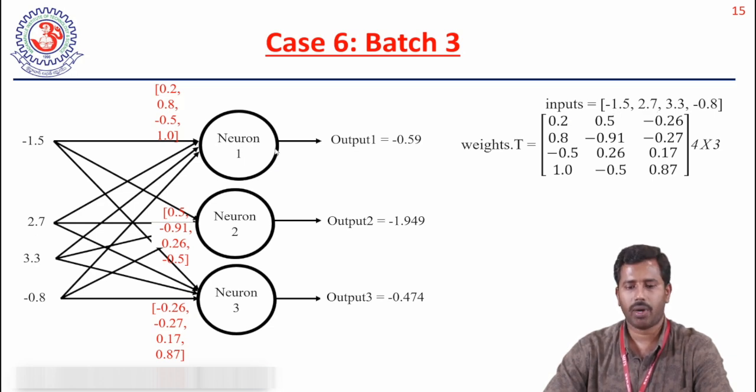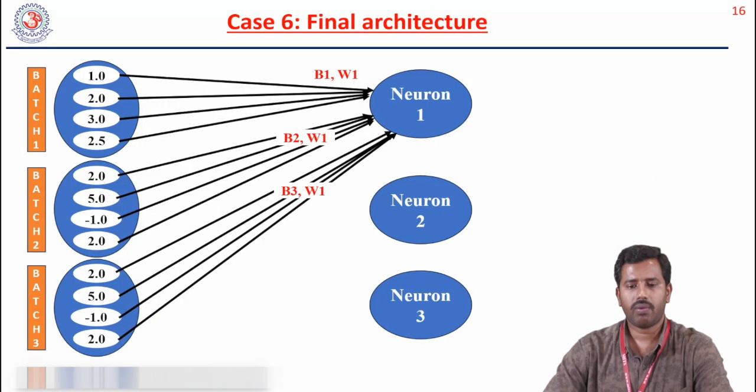This information is applied on every neuron available in this network, for every column vector. After processing the weighted sum, the first neuron produces minus 0.59, the second neuron produces minus 1.949, and the third neuron produces an output of minus 0.474. So likewise, if you combine the three cases, the three batches, on every neuron of the weight matrix, this is the flow of tracing how to construct this complex architecture.